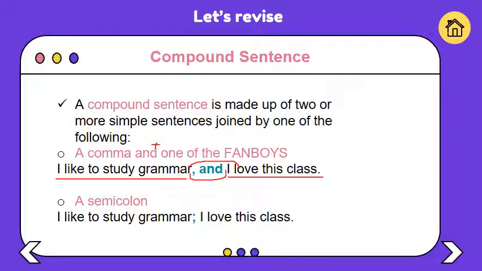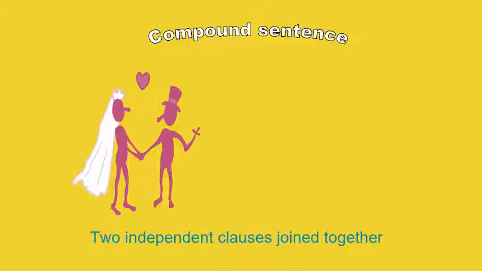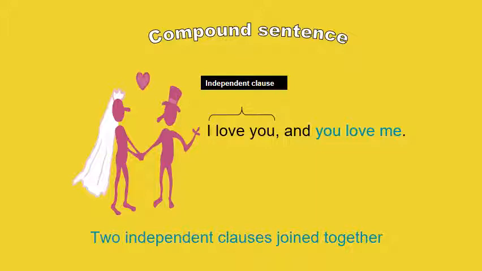Or the second way, simply you can add a semicolon after the first independent clause. I like to study grammar. So I add a semicolon after the first independent clause. Then I write the second independent clause, I love this class. More examples about compound sentences. I love you, comma, and you love me. So I have first independent clause, I love you. Second independent clause, you love me. So two independent clauses joined together in a correct way, either with a comma and a fanboy or a semicolon, make a compound sentence.